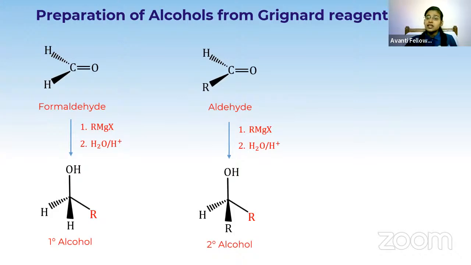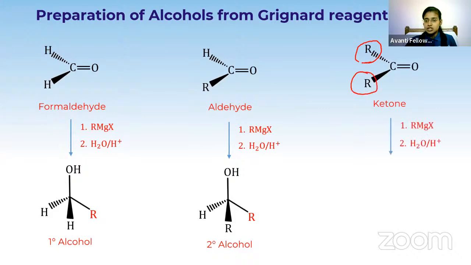And to prepare the tertiary alcohol, we have to take a ketone. Ketone means both groups will be alkyl groups, right? So both are alkyl groups. And if you use RMgX and H2O/H+, it will give you a tertiary alcohol where you have only the COH component. Got it? So this is the reaction.